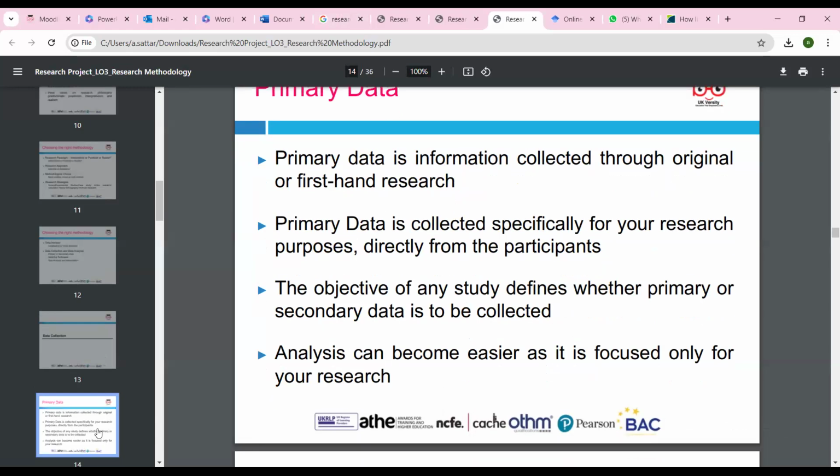Any questions, please? If you have, carry on asking. Okay. So primary data is the information collected first-hand. Data is collected specifically for your research purposes. The objective of any study should be defined, whether primary or secondary, so that analysis becomes easier and focused, which we can do.